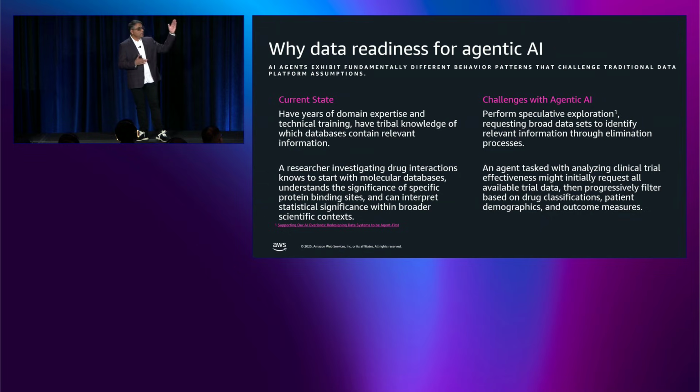Which brings us back to the other side, which is that, hey, I can write agents that can go against this data and really scale it further. What is the challenge there? It starts with speculative exploration, because you're pretty much throwing every single data element at those agents. For example, an agent tasked with analyzing clinical trial effectiveness might initially request all the available trial data, and then further filter it down. So what is the right balance?